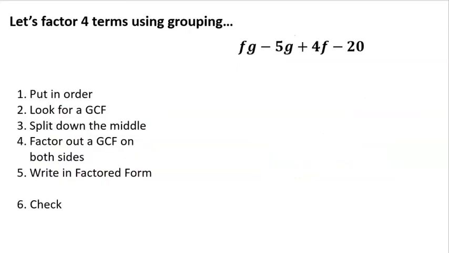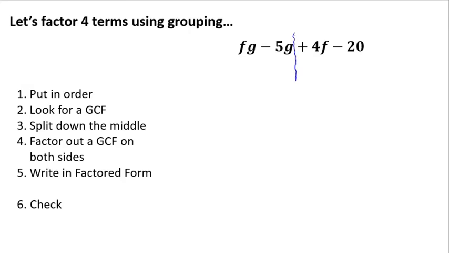Let's see how that looks in action. So we have a 4-term polynomial here. The first thing you want to do is make sure that it's in standard form. For Algebra 1, they'll probably already have it in standard form for you. And then from here, what we're going to do is look for a GCF. So look for a number or a letter that shows up in all 4 terms. And in this case, we don't have a GCF. Now we're going to split this in half.